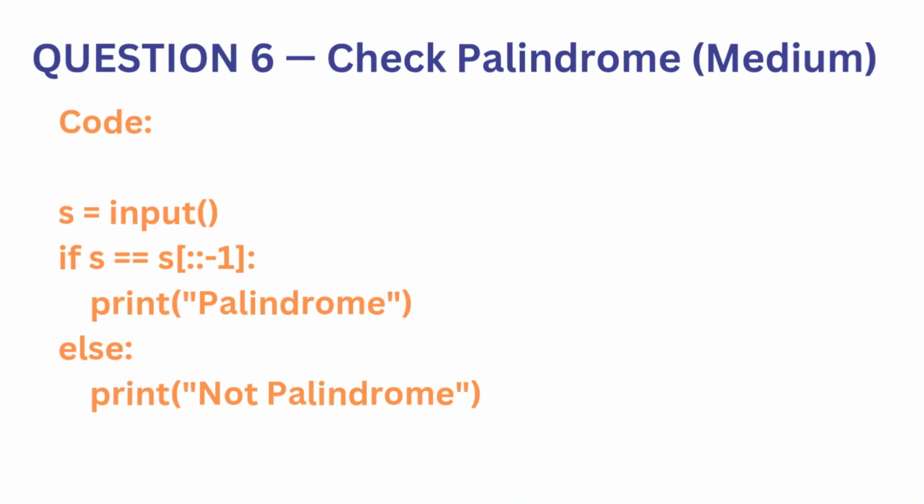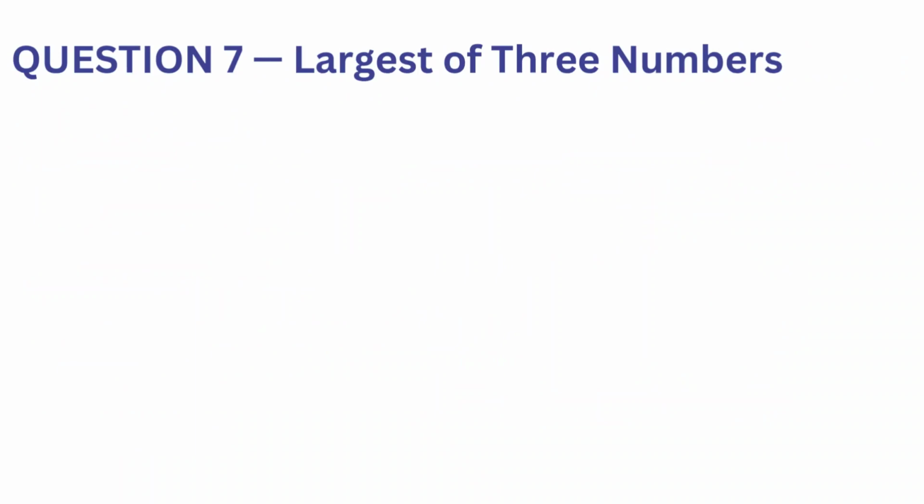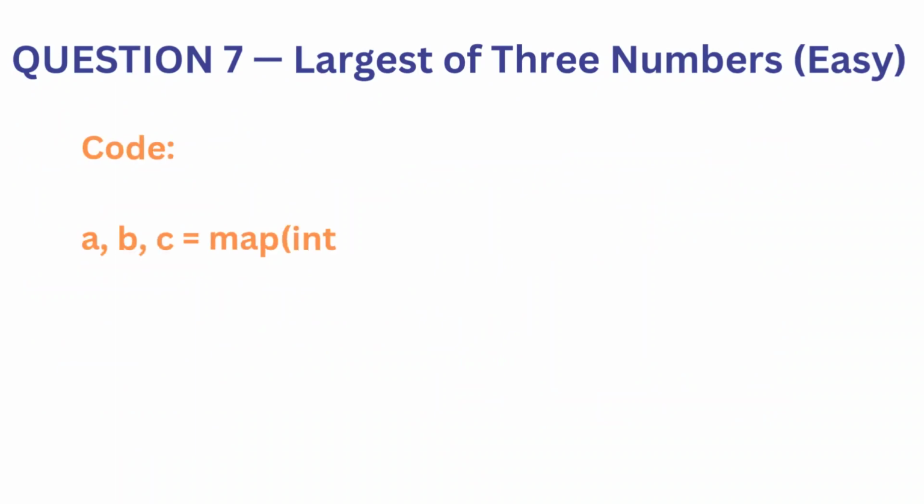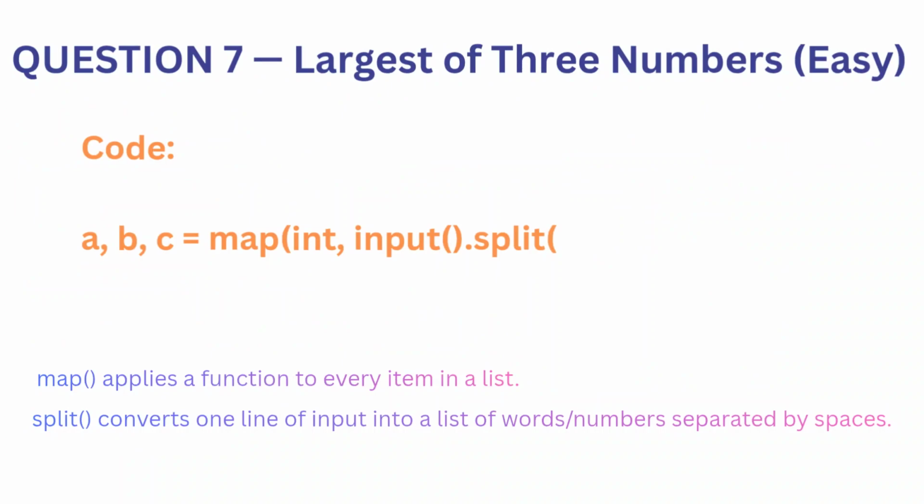So the next question is largest of three numbers. Basically, we use Python's max function, which automatically checks the largest among the three values. So this will be a, b, c = map(int, input().split()) and print(max(a, b, c)). That means it will print the maximum of the three numbers a, b and c.